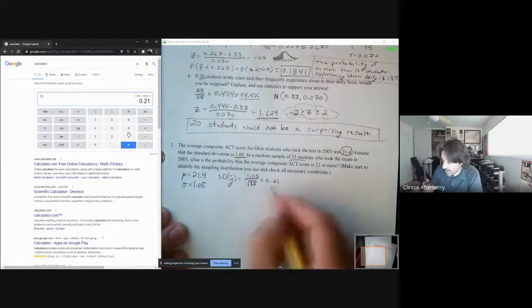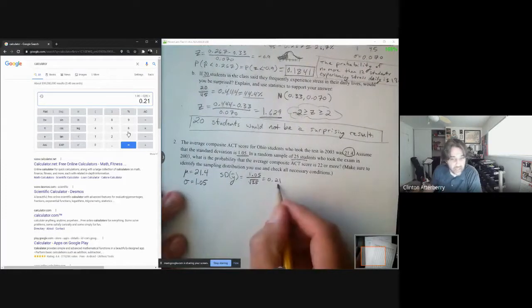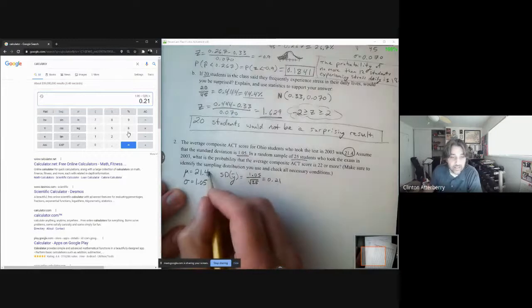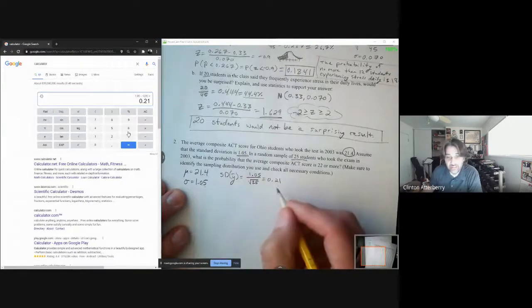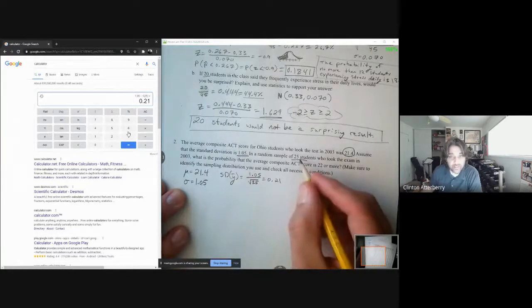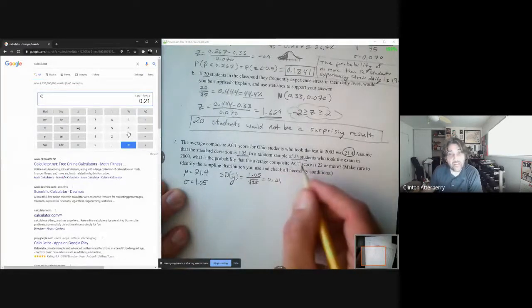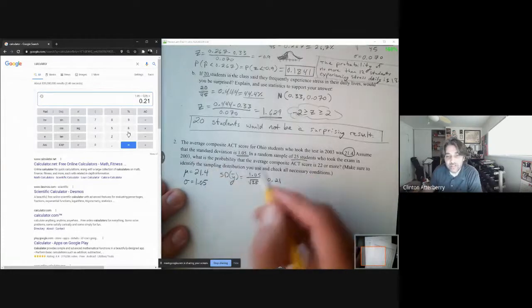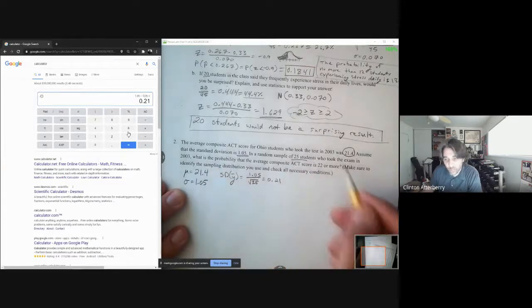That's why your standard deviation is now going to change, because you would expect their average to be closer to this. This standard deviation is for one student. This standard deviation is going to be used for 25 students when you group them together and find their average. So what's the probability that the average composite ACT score is 22 or more?